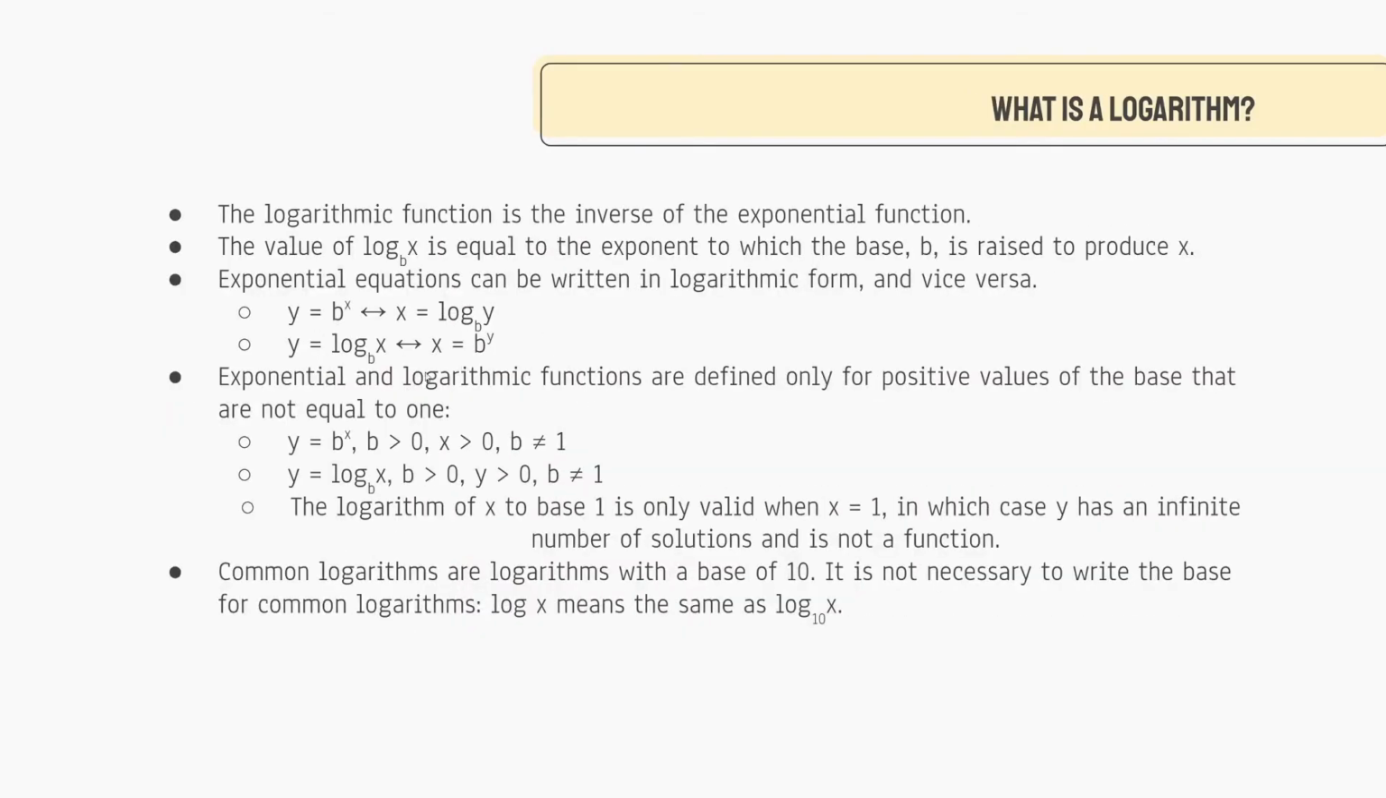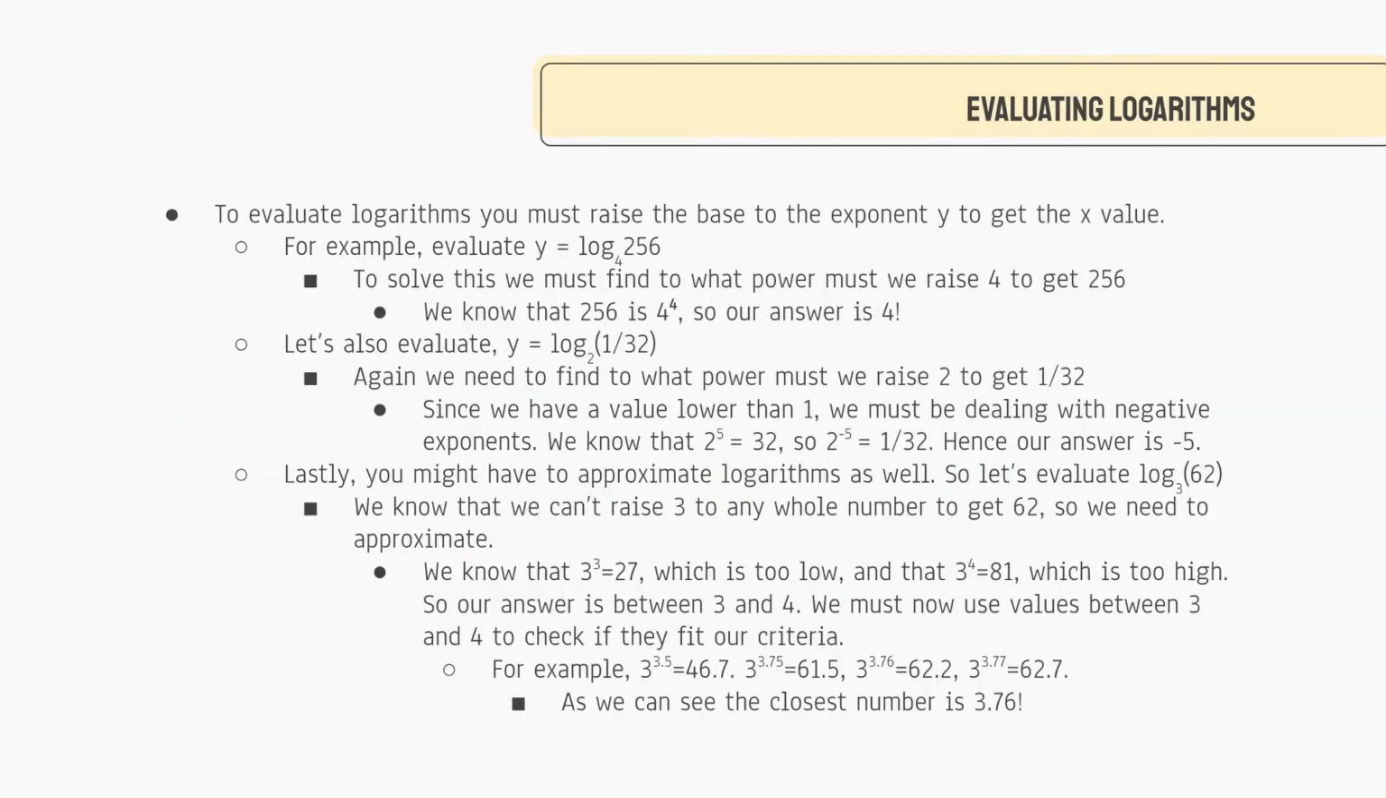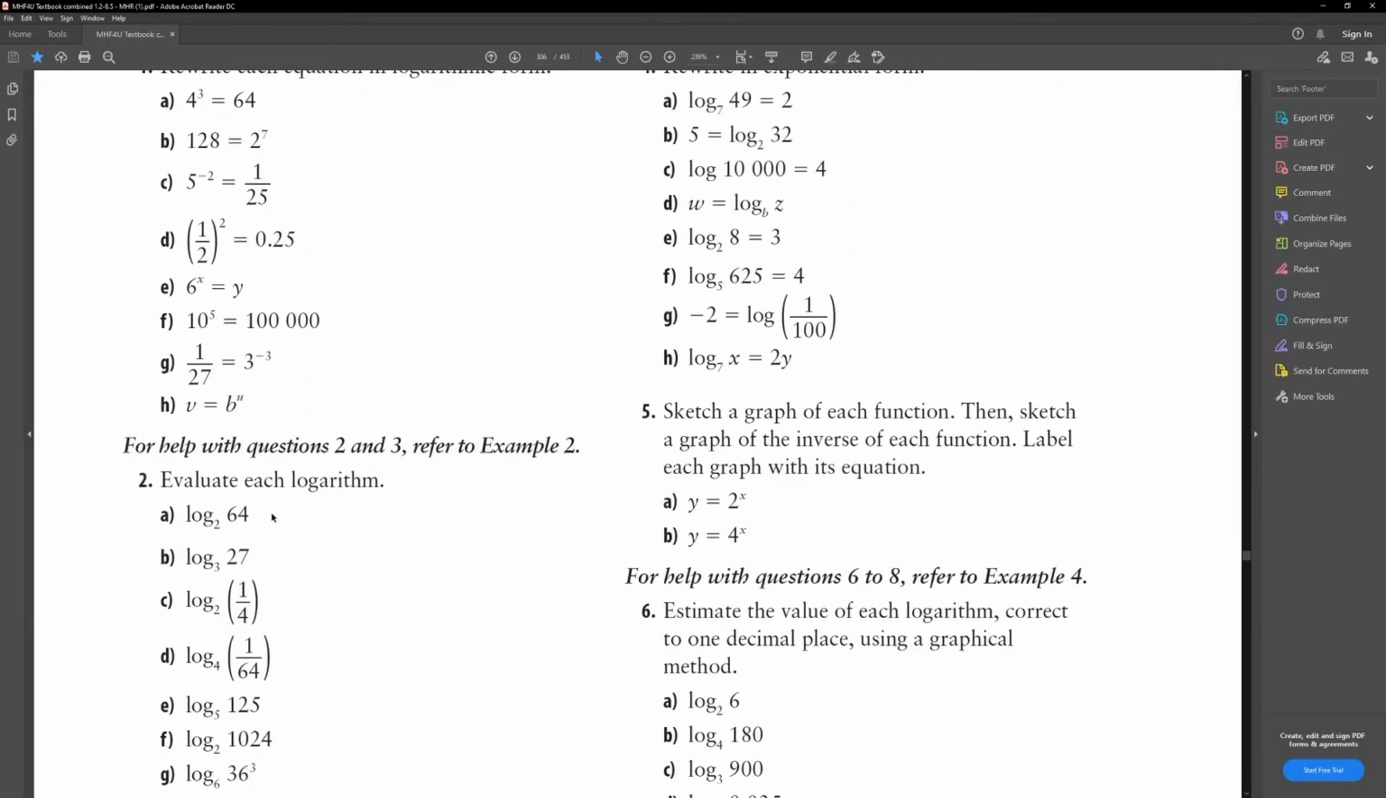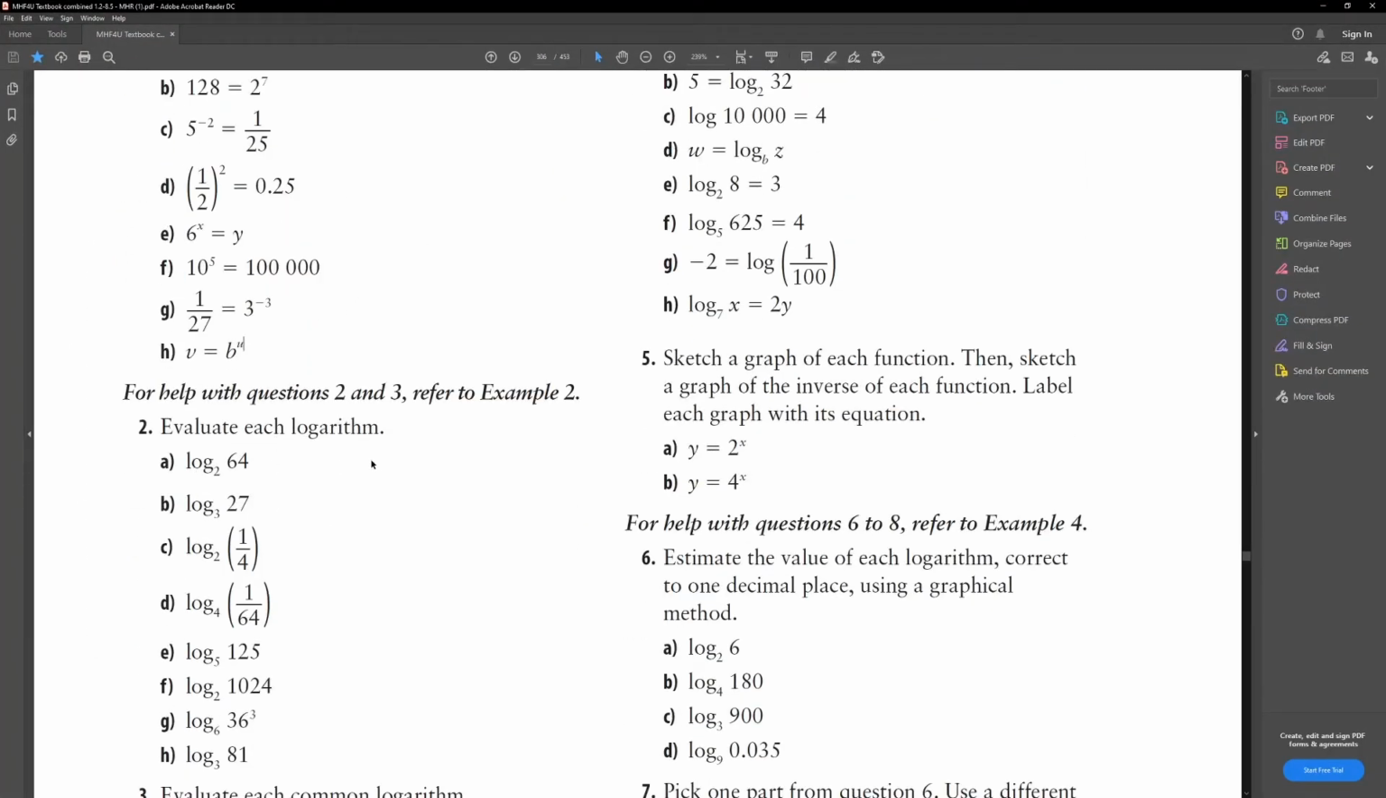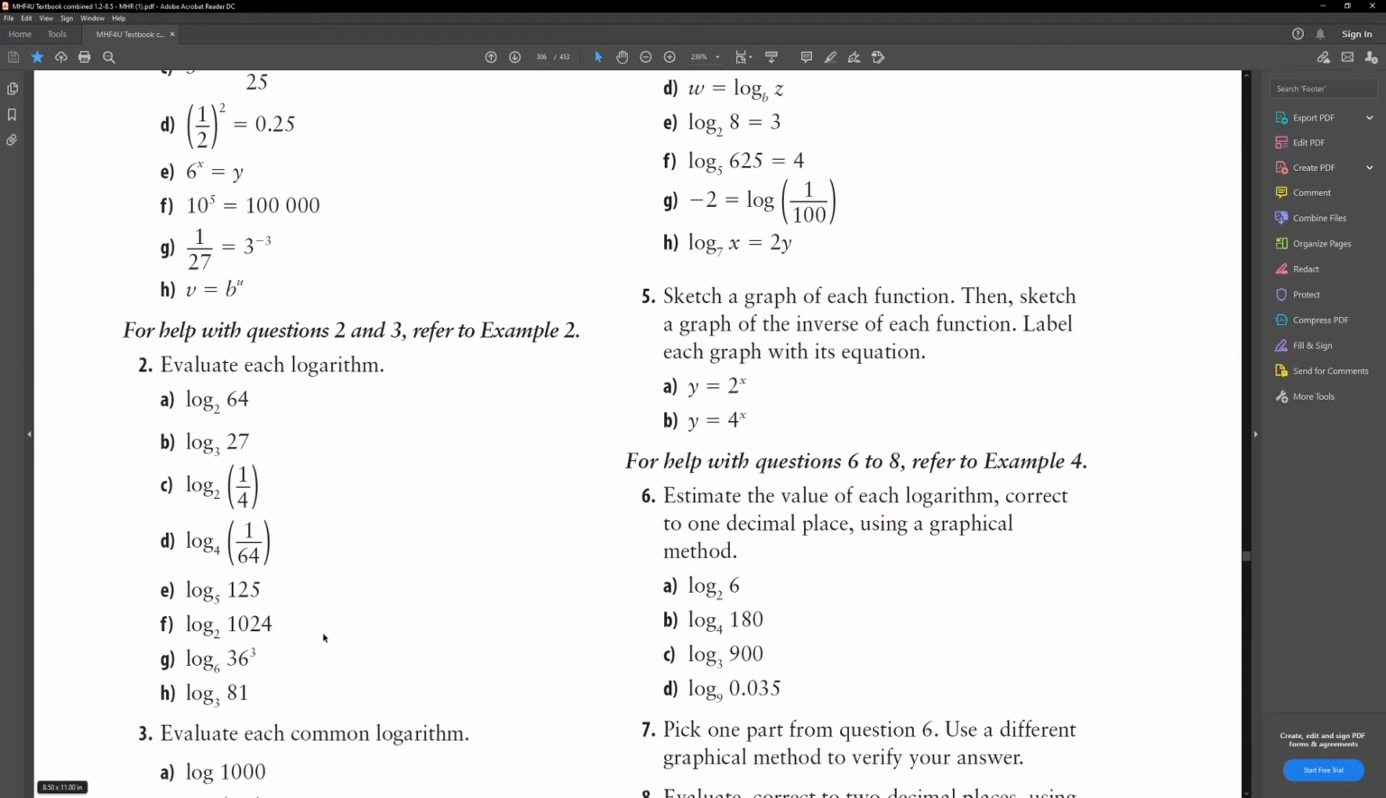So this information here. For 2, it's asking us to evaluate a logarithm. So again, you could do the procedures we learned about. To what value must I raise 2 to get 64? Well, we know that 2 to the power of 5 is 32, so this has to be to the power of 6. Therefore, our answer is 6. Again, you could do that for all of the questions here.